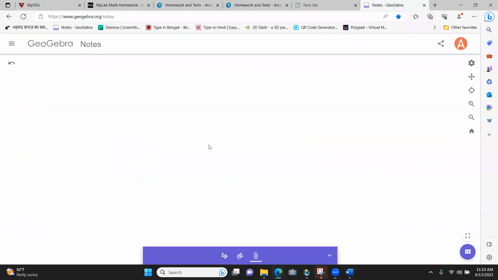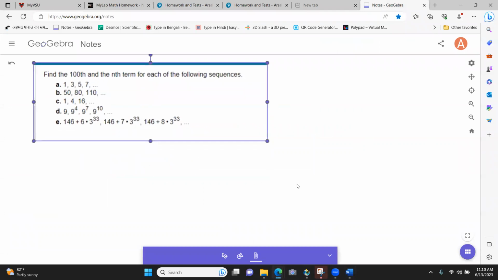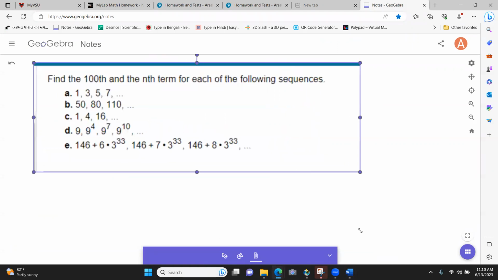So I'm going to go over it. And again, I'm repeating myself: you can always ask me to do certain problems. Now, the student asked me to do part D, so I'm going to do part D. Part D is a little tricky. Let me see if I can make it a little bigger.